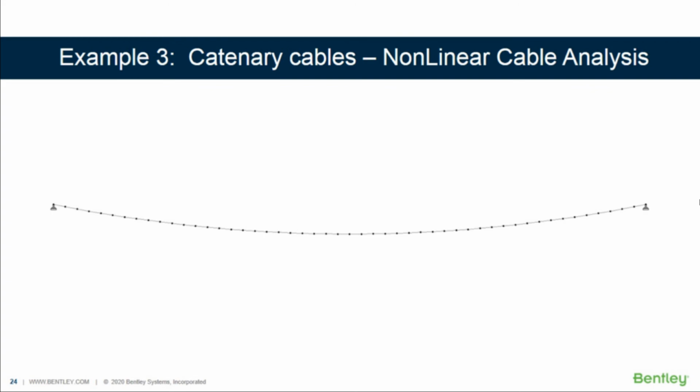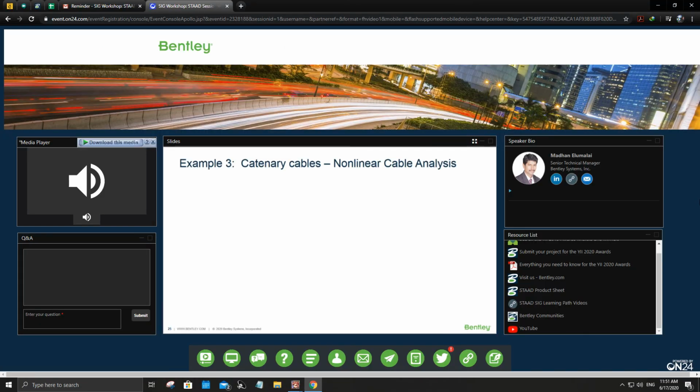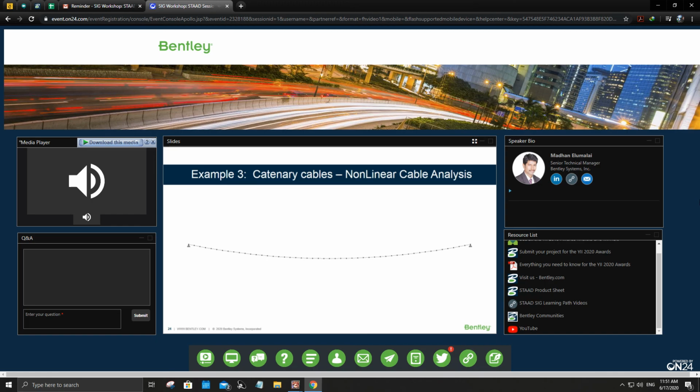Let's move on to the next example, example 3, catenary cable, nonlinear cable analysis. Here the cable is modeled as piecewise linear segments connected to create a curved profile, the sagging of the cable. Once you are able to solve this problem with a point load located anywhere, or a uniform load, or both, then you would be able to analyze any complex cable-stayed bridge. So let's have a look at this example.